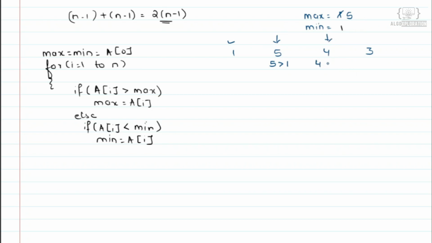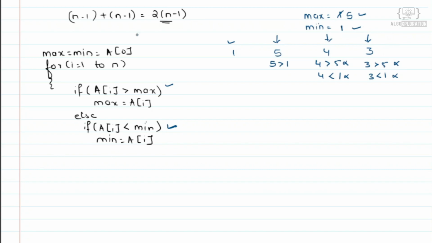Now let's start from here only. Whether 4 is greater than 5? No, it is not. So we will compare here also whether 4 is less than 1 or not. Also not. So the 1 remains as it is. So we will come here, whether this condition, 3 is greater than 5? No, it is not. So after that we will come here in the else part, whether 3 is less than, sorry, 1? No. So we got the maximum and minimum.